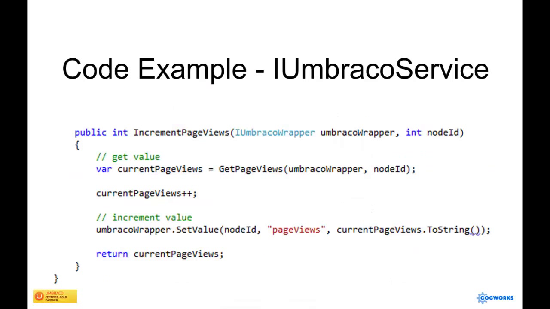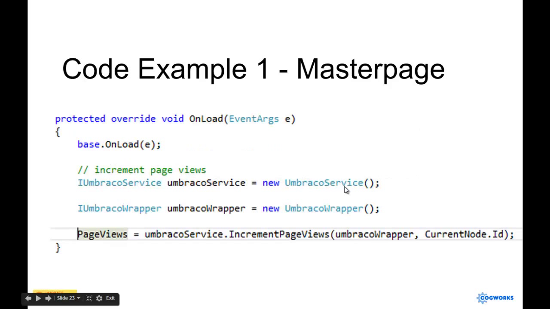And the increment page values is pretty straightforward. Get the page value, get the page views, increment it, and then set the value. And this is all using the injected wrapper up here. And how you run this, well, in this specific project, we were using master pages because it was a legacy project. So pretty straightforward. Create your service, create your wrapper, call the method, three lines, very simple.